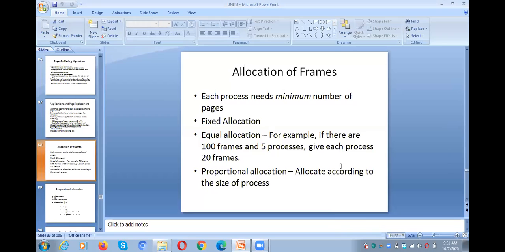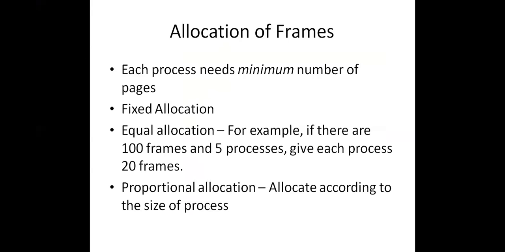There are two types of techniques. One is fixed allocation, under which there are two techniques. What are those? Equal allocation and proportional allocation. In the case of equal allocation, each and every process will get the same number of frames, whether the process is a big process or a small process. The frames are equally shared among all the processes. That is equal allocation.